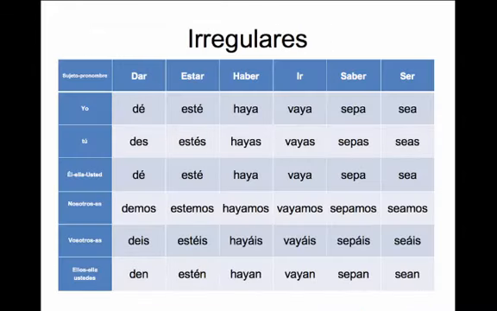Here's the list of the irregulars in the subjunctive. Good news, there are not many, so go ahead and pause and write these down. They should also look familiar because of the mandatos, and the only ones that carry accents besides the vosotros form are dar and haber. Remember, haber is like there is or there are.